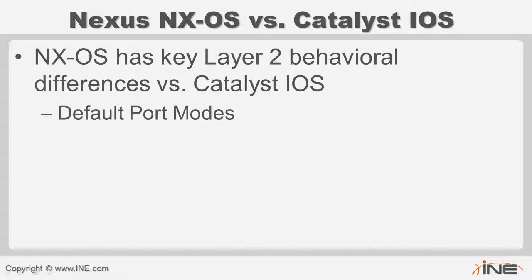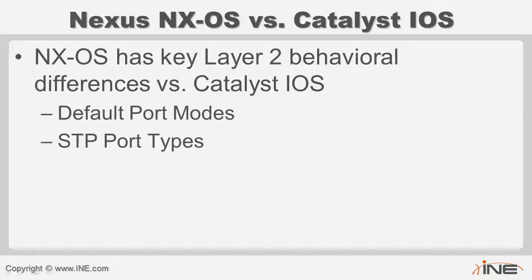First is going to be the default port modes that the links are running in. And this is going to be dependent on whether we're dealing with Nexus 5K or 7K, and in the case of 7K, whether we're dealing with the M1 or M2 cards or whether we're dealing with the F1 or F2 cards, because based on the physical line cards, we have different capabilities that we can or cannot run.